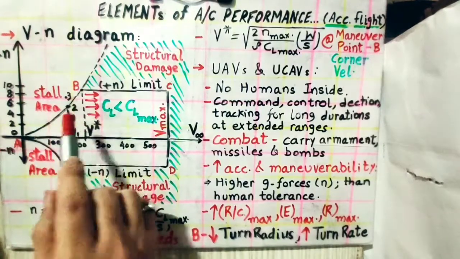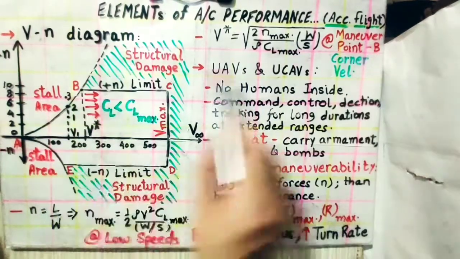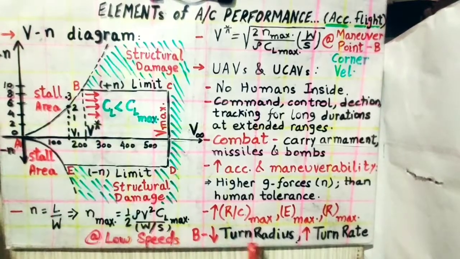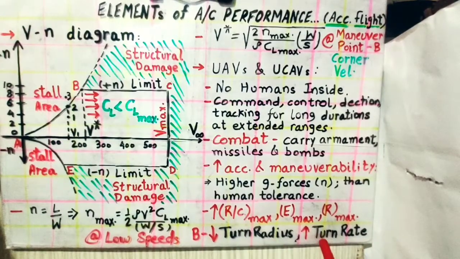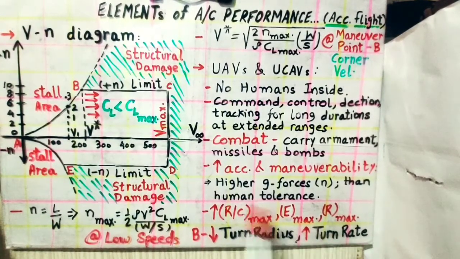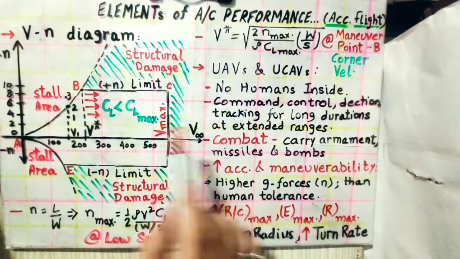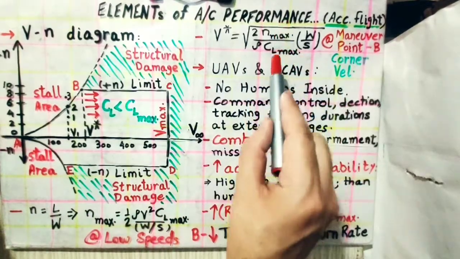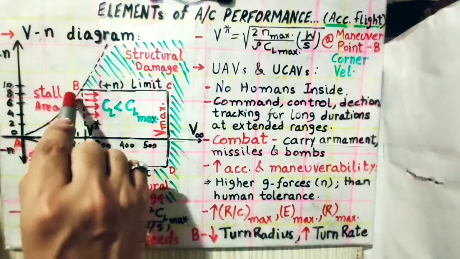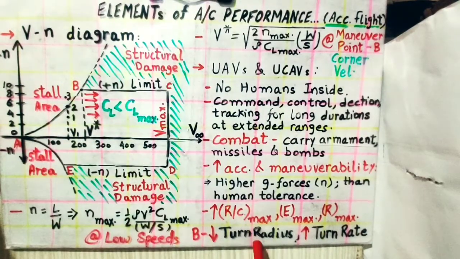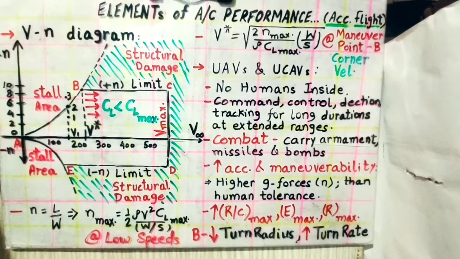Moving on to higher velocities, we have this maneuver point first, and at the maneuver point the aircraft will have the lowest possible turn radius and the highest possible turn rate. According to the flight envelope in which the aircraft is bound to fly, it can experience the highest load factor and the highest CL max at this point to turn with the lowest possible radius and maximum possible turn rate. As the speed is increased, the structural limit is bound to increase.